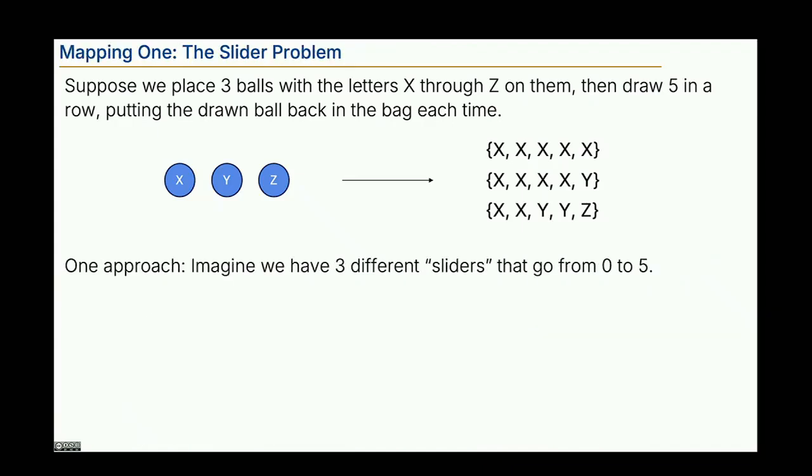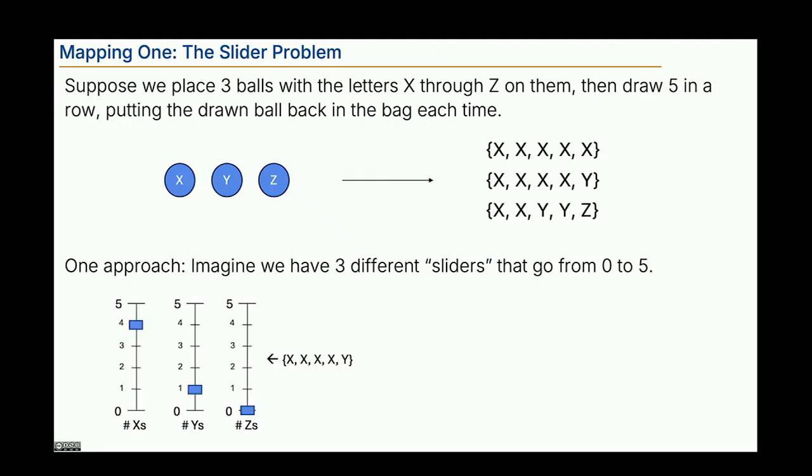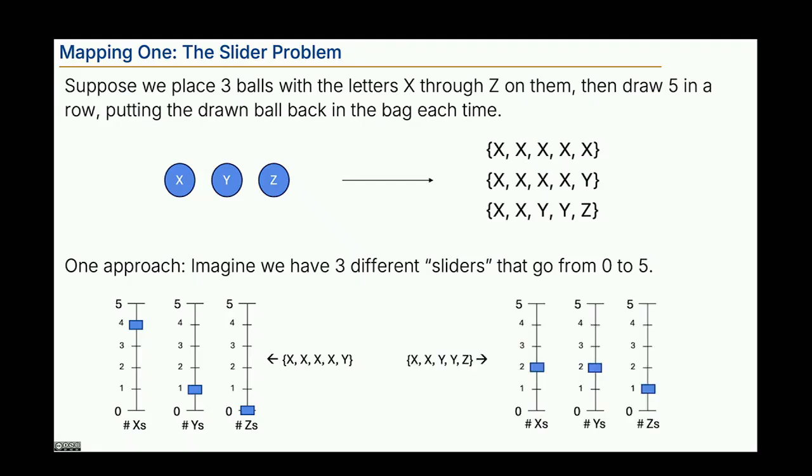So one approach is to imagine we have 3 different sliders that go from 0 to 5, and they're going to represent how many x's, y's, and z's we have. So for example, the multiset x, x, x, x, y, I could represent by these 3 sliders. I set x to 4, y to 1, and z to 0. Or I could do, for example, x, x, y, y, z. That's just 2 x's, 2 y's, and a z.